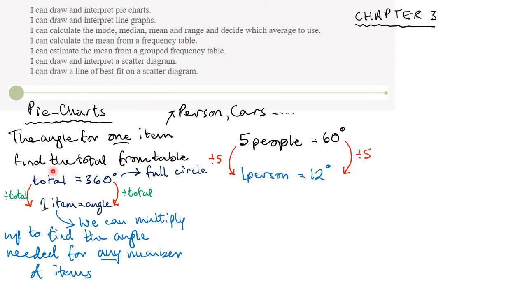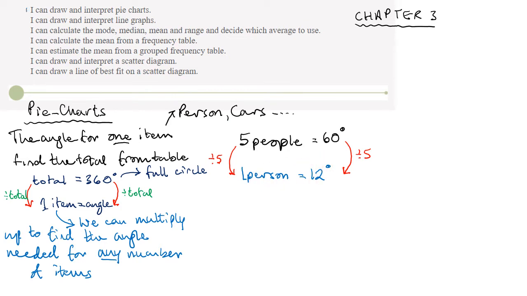So whether you've got the total equals 360 or whether you've got a bit of the pie chart equals an angle and a certain number of people, it's the same way. Work out the angle needed for one item. So that's the first topic.